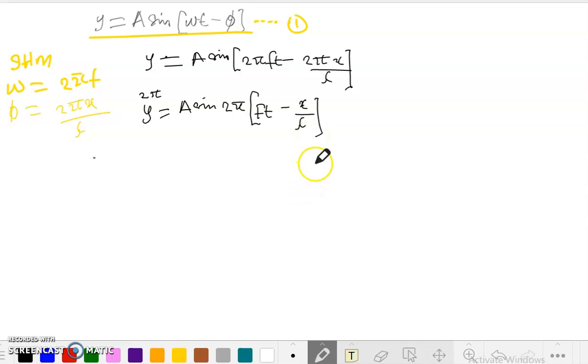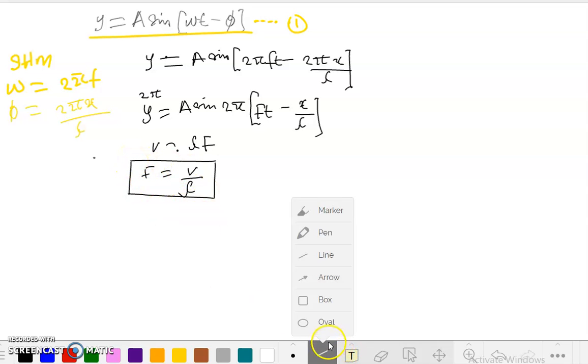x over lambda. Now we know also from the wave equation that v is given as lambda f. v is nothing but lambda f, and to find the frequency, f can be represented in the form of v over lambda. So let's go ahead and replace this in this equation.